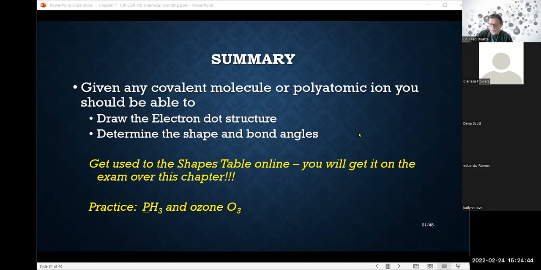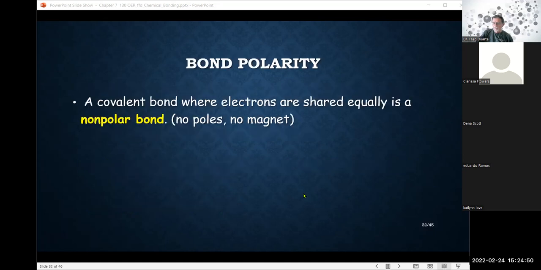Well, how does this tie in together? This is part of what we call bond polarity. Now, what do we mean by polarity? There are a number of things around us that are polar. Even people can be polar. Bipolar, for example, meaning two poles.